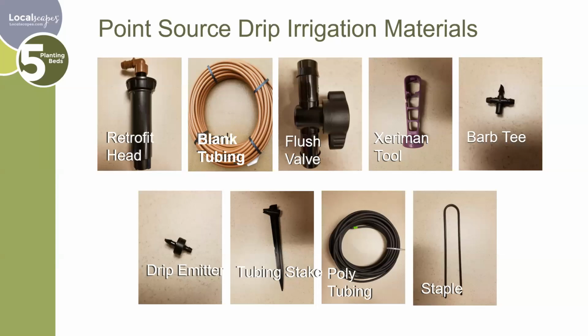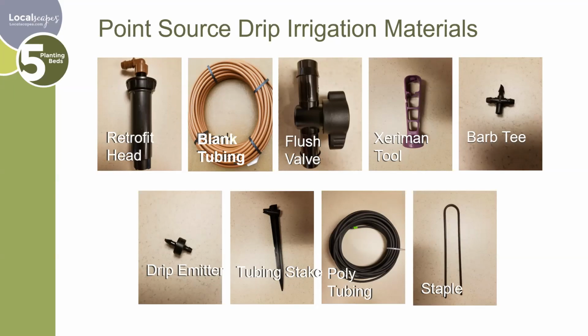You can apply the emitter right directly from the blank tubing or at the end of the poly tubing. You could actually put the emitter in and then run poly tubing to wherever you're ending, because the emitter is what's regulating the flow. Right. But usually people put in the barbed tees or the little barbed fittings into the blank tubing, run the poly tubing, also referred to as spaghetti tubing.